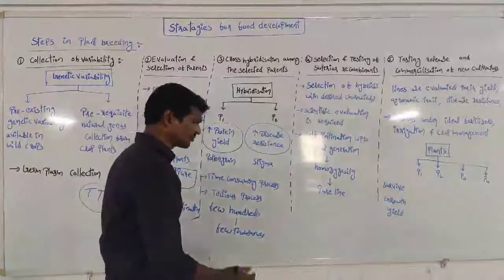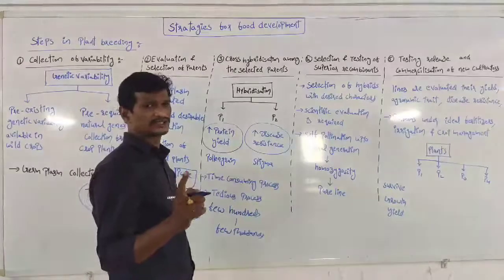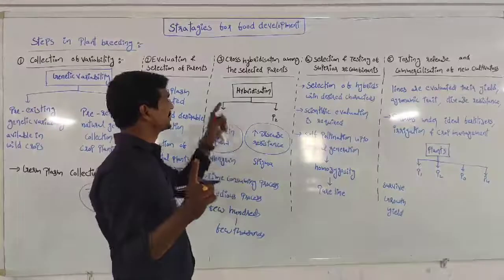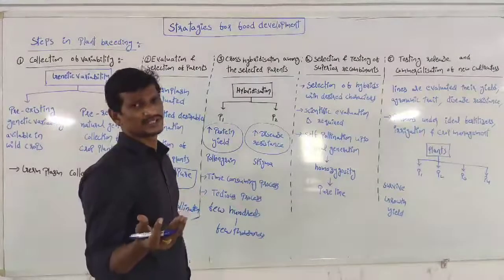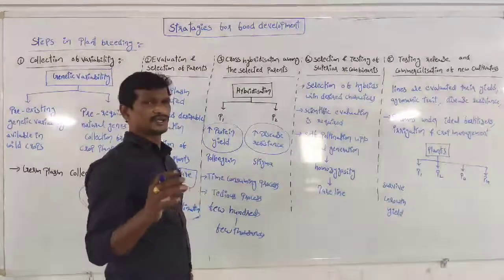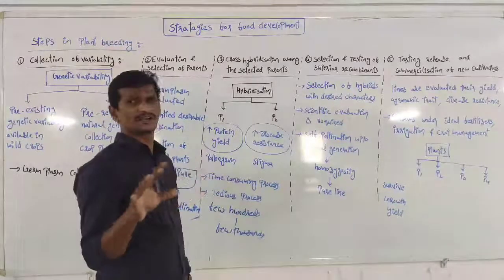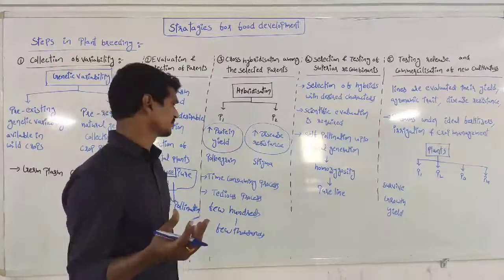Suppose I produced 1 lakh plants. Maybe within 1 lakh plants, one plant is a hybrid plant, maybe 2 plants are hybrid plants. That's good. All plants are not hybrid plants. Only very few plants are hybrid plants.